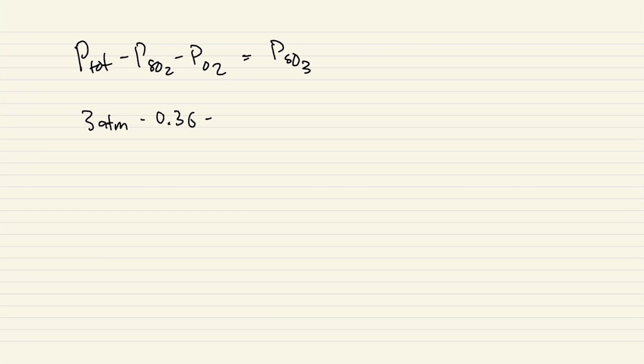On the next page, we have P total minus PSO2 minus PO2 equals PSO3. So that's 3 atmospheres minus 0.36 minus 0.72 atmospheres. That gives us 1.92 atmospheres equals PSO3.